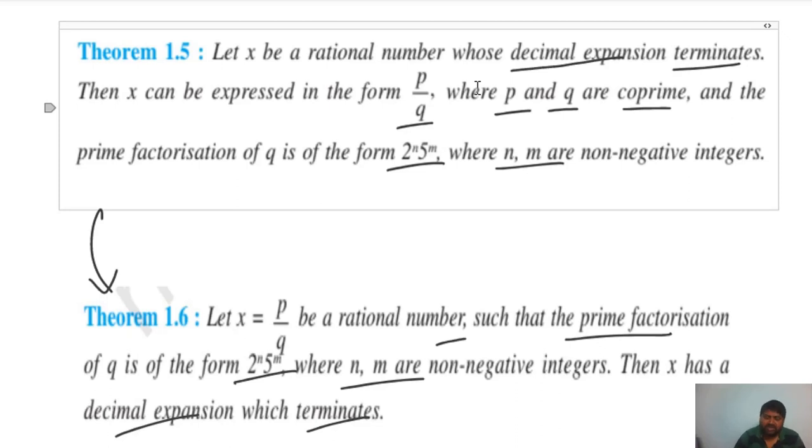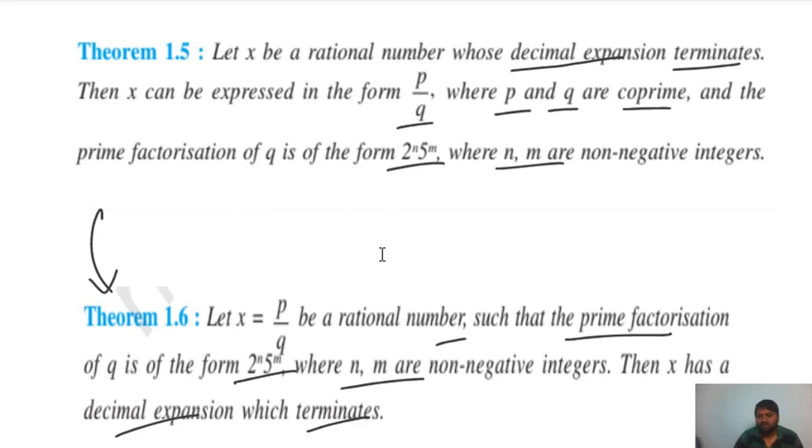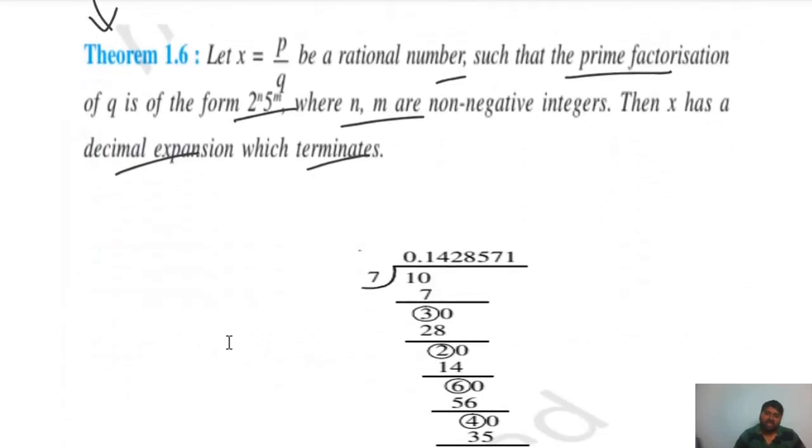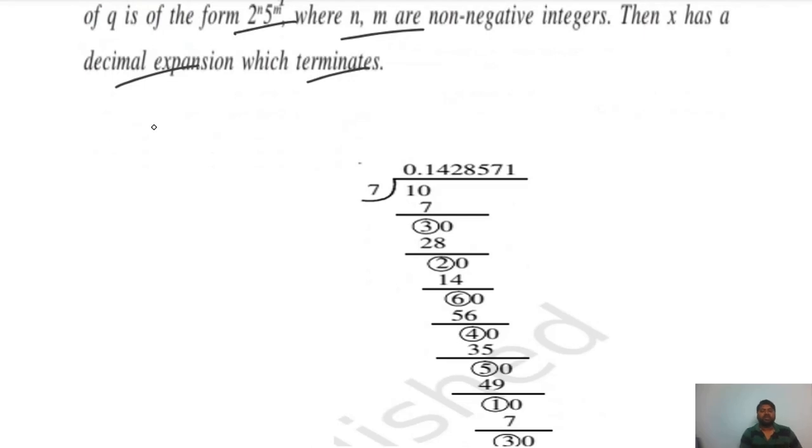But let x equal p by q be a rational number, and the prime factorization of q is in the form 2 to the power m and 5 to the power n, where m and n are integers, then it terminates. Again, here we get an example from your NCERT books.